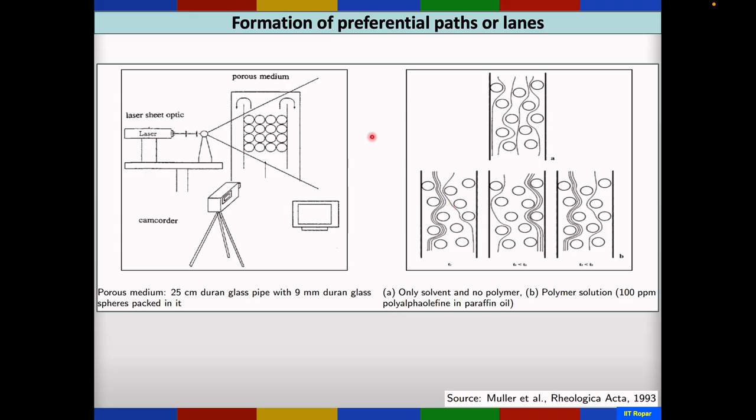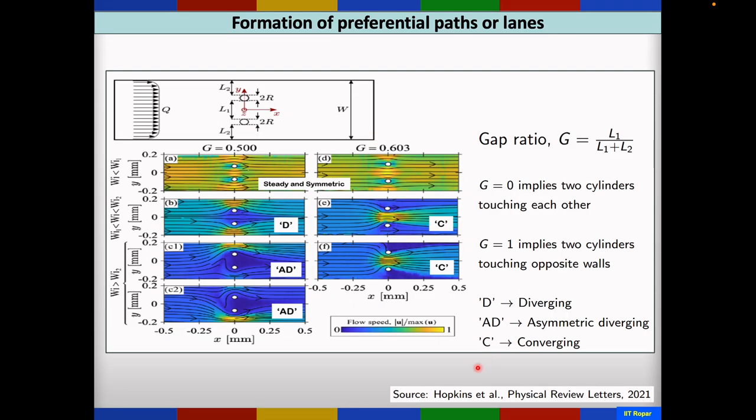Okay, now in order to understand this flow behavior, very recently Professor Emerson's group from Okinawa Institute of Science and Technology did a much simpler experiment where they took one microchannel and kept two micropillars inside it. And they flowed a surfactant solution, which is also viscoelastic in nature, through this setup. They also had a gap between the two micropillars, which is defined by this gap ratio G.